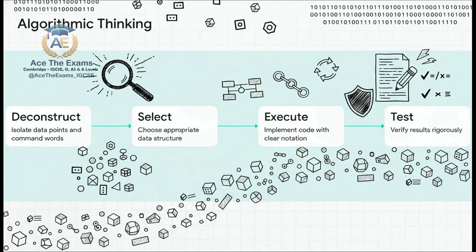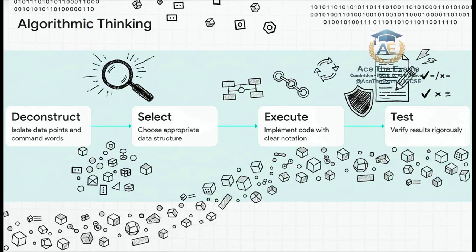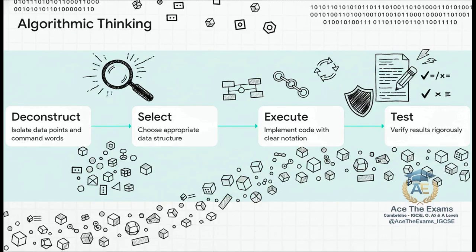Step 2, select the appropriate data structure. Ask yourself, is this a job for a 1D array, a linked list, or just a simple loop? Step 3, execute with clear notation. This means efficient code implementation with proper formal terminology, absolutely no vague everyday language here. Step 4, rigorous testing. You must verify your results against the scenario parameters.